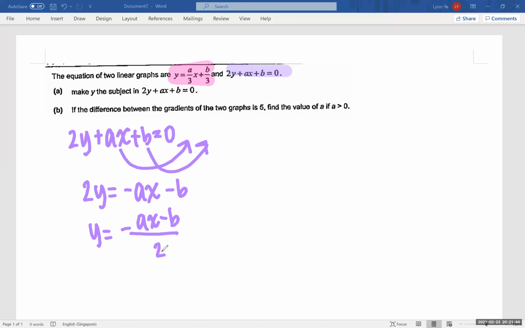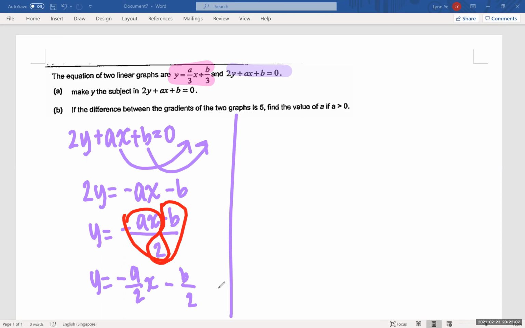The end. That's it. Okay, of course, I don't like to write it like that because I know it's a y equals mx plus c equation. I like to split them up. So how do I split? In case you couldn't remember, this is the way to do the splitting method. As a result, I have minus a over 2 x minus b over 2. The end. That's all for the purple one.